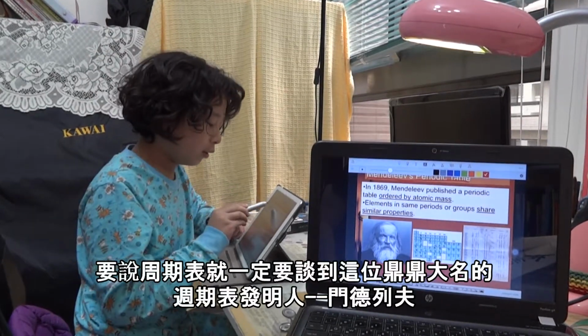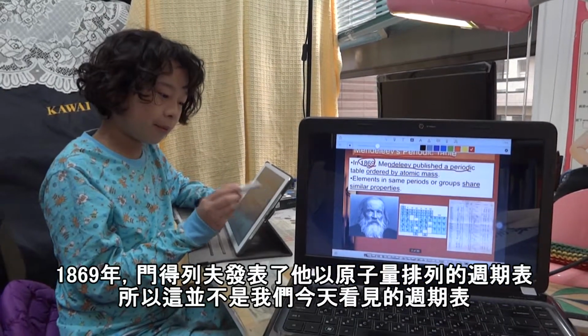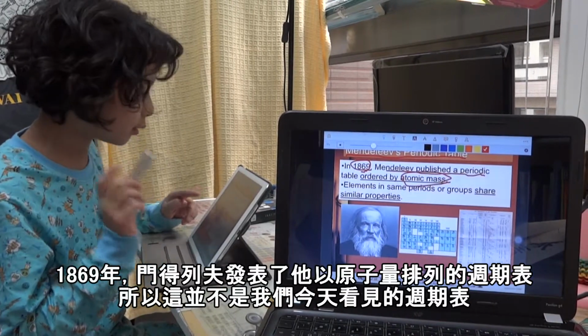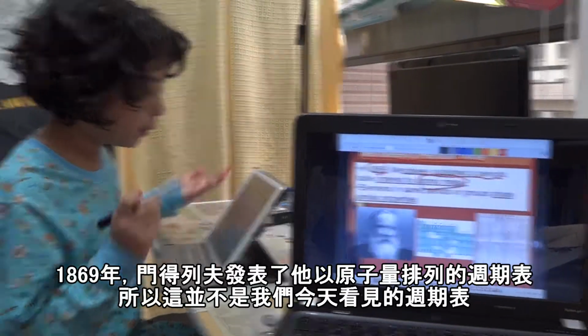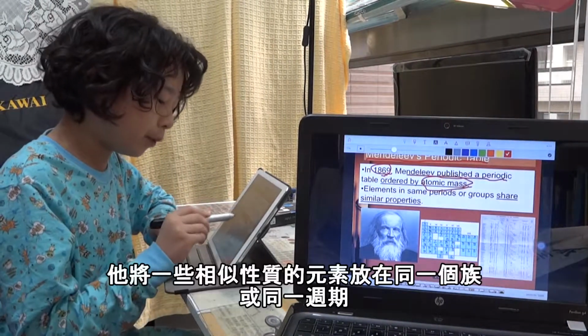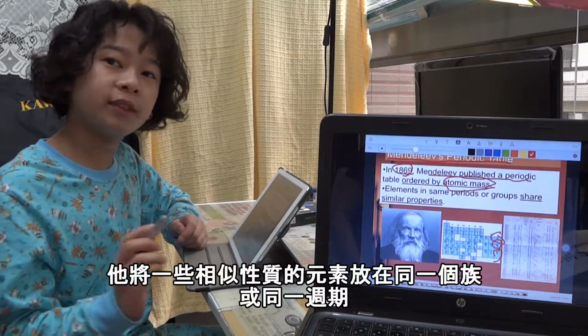Okay? So in 1869, Mendeleev published a periodic table, but he arranged it by atomic mass, so it's not the periodic table we see now. Okay? So he put the elements with the same properties in the same groups.